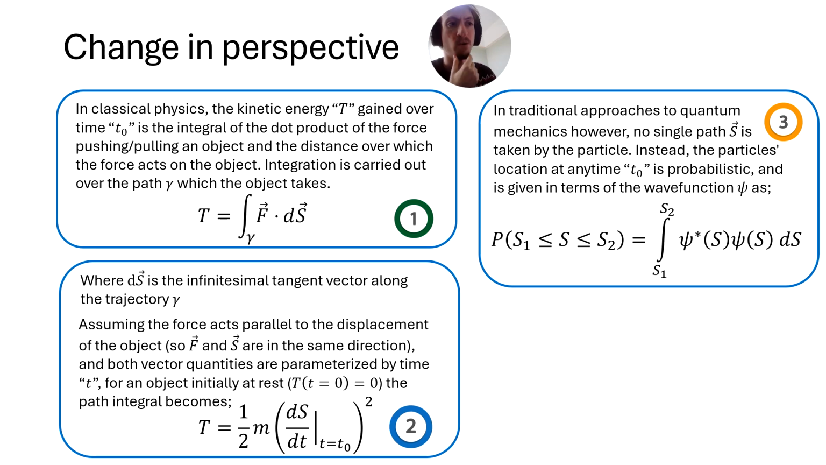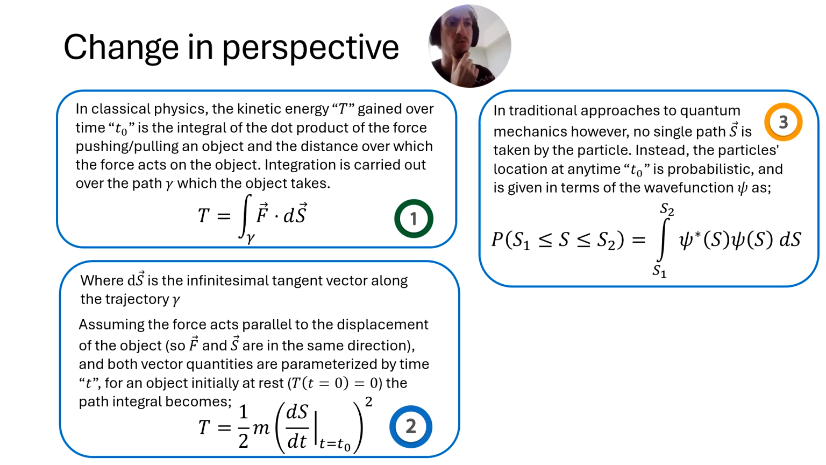And similarly in box 2 we have ds by dt evaluated at t equals t0. But if we don't know where the particle is, we can't evaluate what ds by dt at t equals t0 should be, at least in most cases. So we can't take the definition of classical kinetic energy and apply it immediately to all quantum particles.